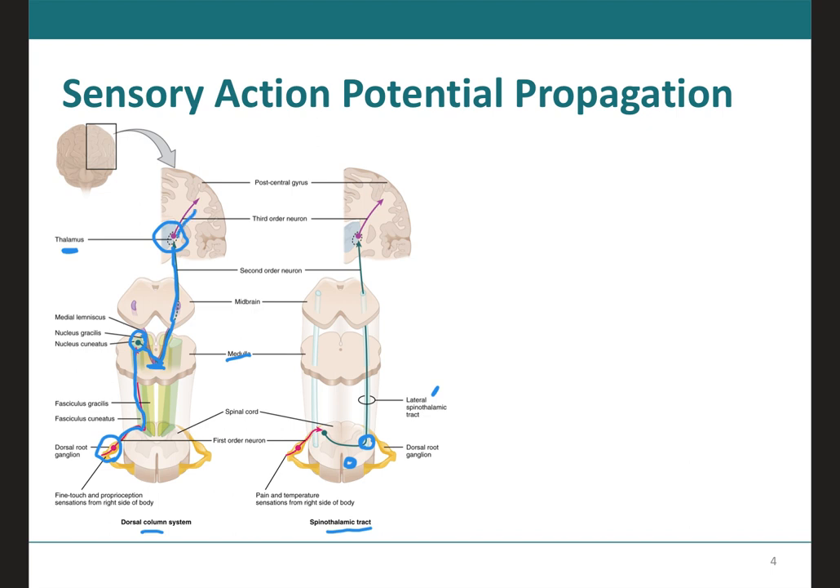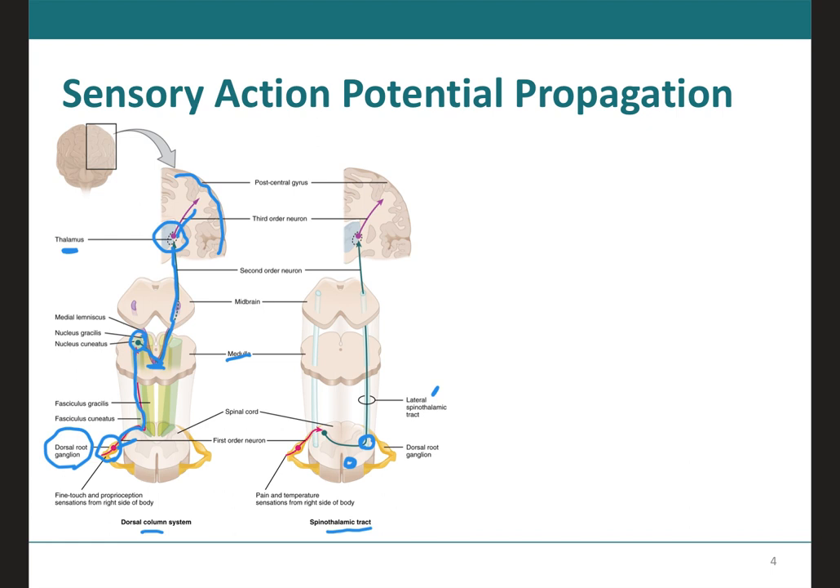Now the third neuron will then send the information to specific areas of the cerebral cortex depending on the type of information that's arriving. A little bit more information that we can add from what we have seen already is that this first neuron over here is considered to be a unipolar neuron or pseudo-unipolar neuron because again the cell body is located in the dorsal root ganglion, so it's part of the peripheral nervous system.